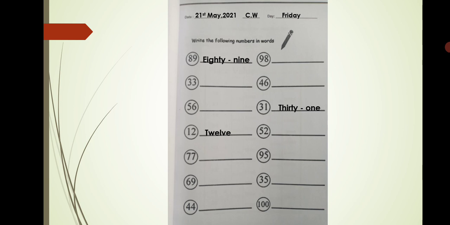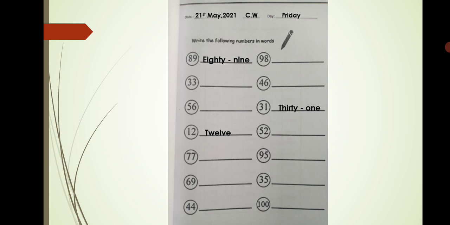Now take out page number 8. Write the date and day on the top of the page. Today is 21st May 2021. Classwork day is Friday. Write the following numbers in words. 89. Write like this.